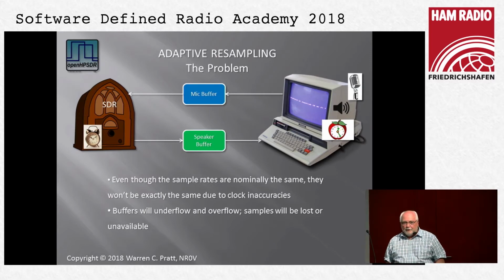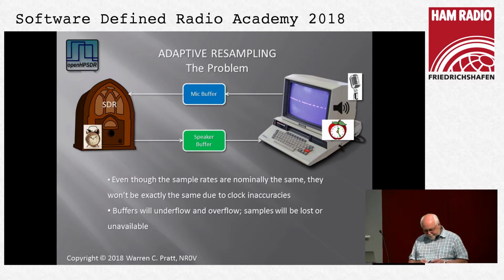Finally, my fourth topic, adaptive resampling. So let me first explain the problem. We have an SDR box. It has a lot of digital hardware. It has a clock that runs that digital hardware. We have a computer. It may have a microphone and speaker attached or be running a digital mode program. Well, it has its own clock. And we want to transfer digital samples back and forth between the two.